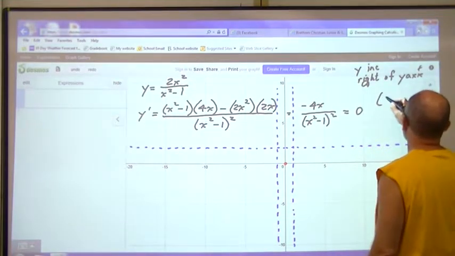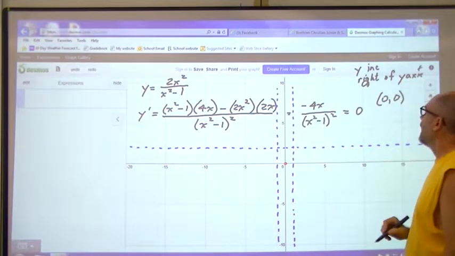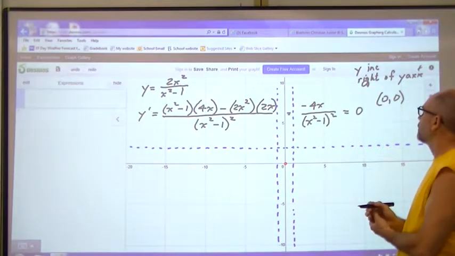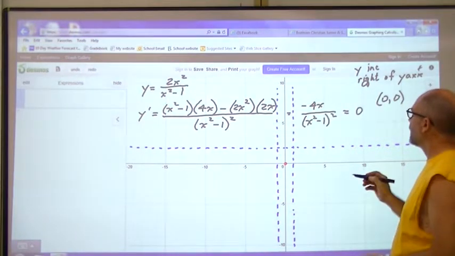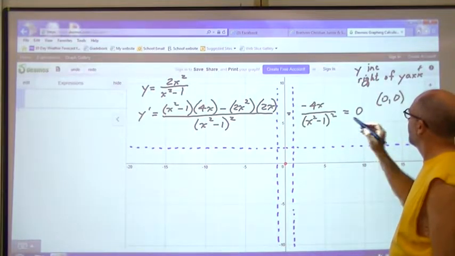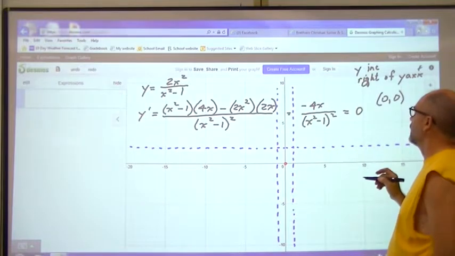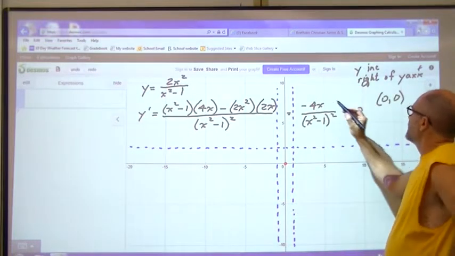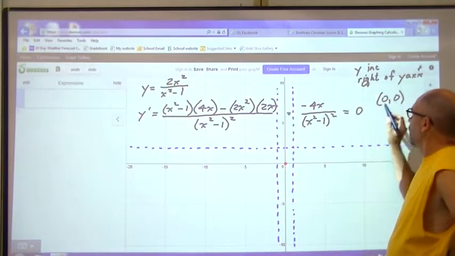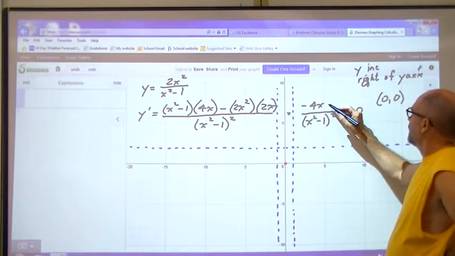So at 0, 0, we have a critical point. Now, what kind of critical point is that? Well, if I go, let's see, yeah, let's do it like this. If I go to the left of 0, 0, then the derivative ends up being positive.